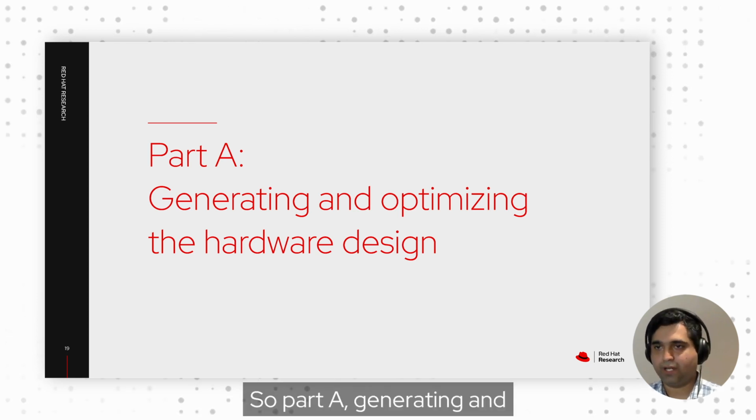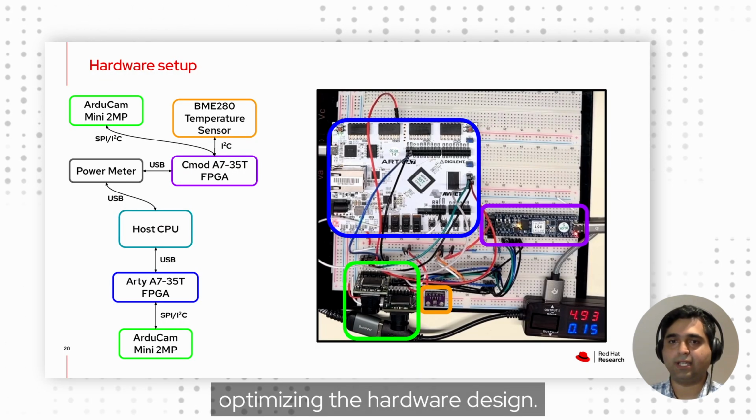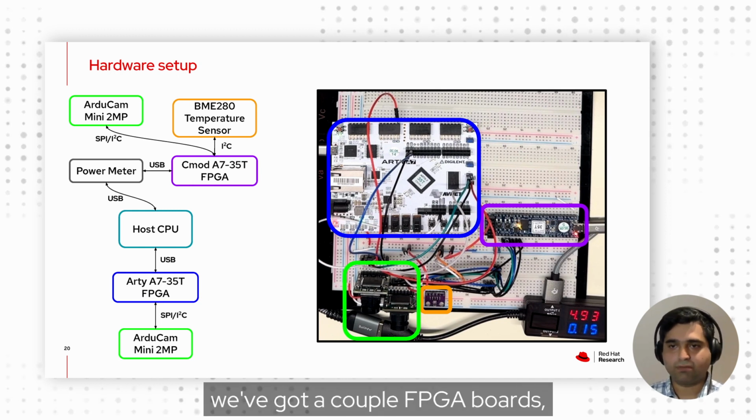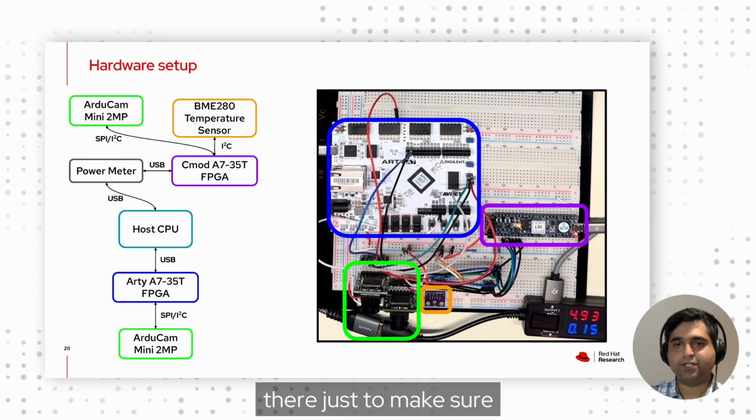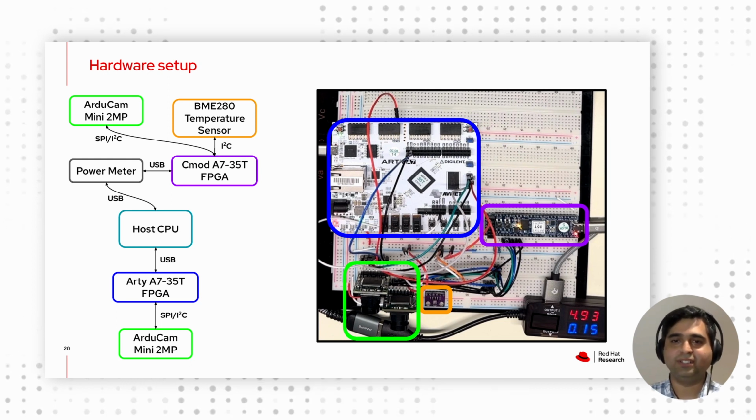So part A, generating and optimizing the hardware design. This is our hardware setup. Got a couple of FPGA boards, a couple of camera sensors and a temperature sensor, and a power meter in there just to make sure that we are energy efficient.